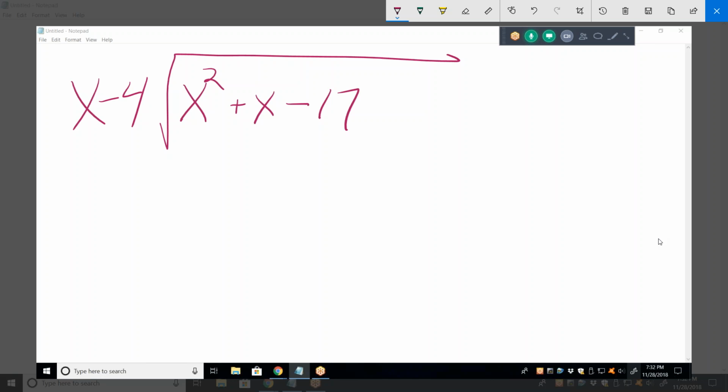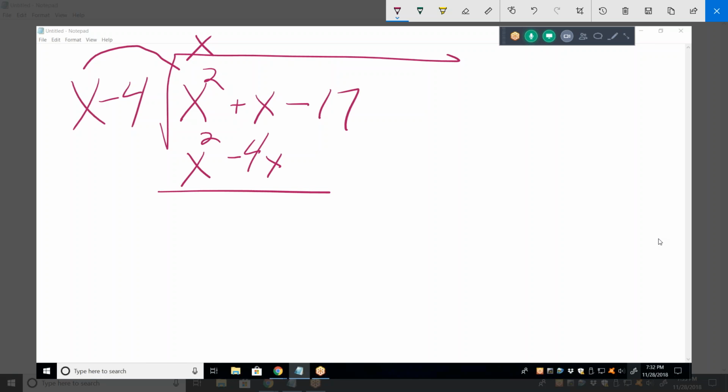Okay? The way you do long division here is really quite simple. You start by dividing that into that. What do you get? Just the x into the x squared. You get just x. Now you take that answer and you multiply it by both terms. So you get x squared minus 4x.